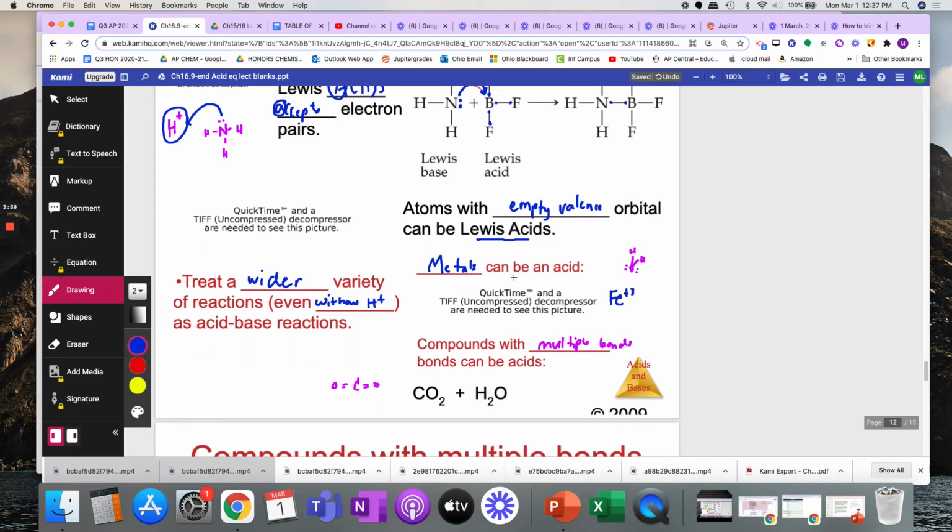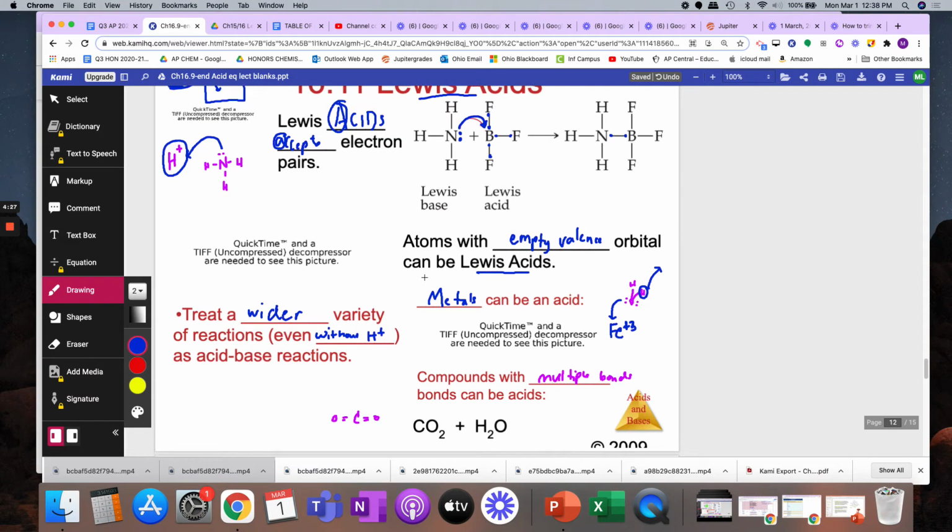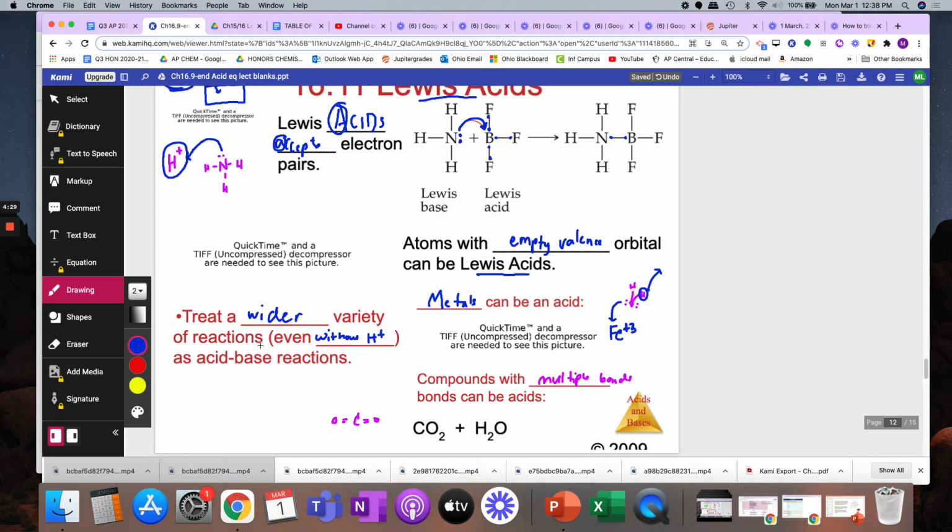Okay, metals can also be acids because they have a charge. So Fe plus 3, it's missing some electrons, so it can accept electrons from the water. And as you can see, the Fe plus 3 will pull electrons away from the water, allowing the H to leave, and makes the water acidic, makes the solution acidic. Okay? Lewis acids treat a wider variety of reactions, even if it doesn't have H plus.